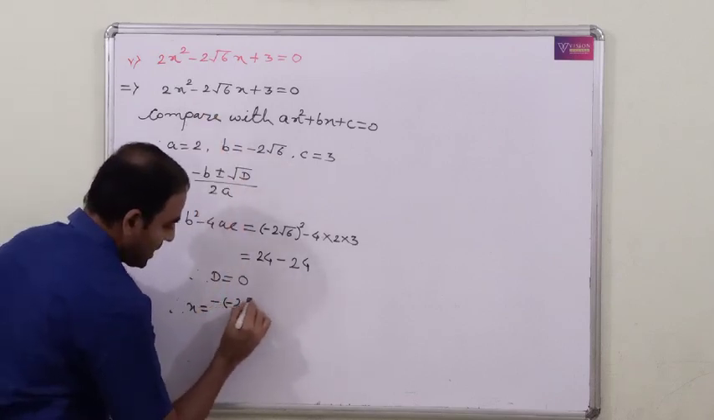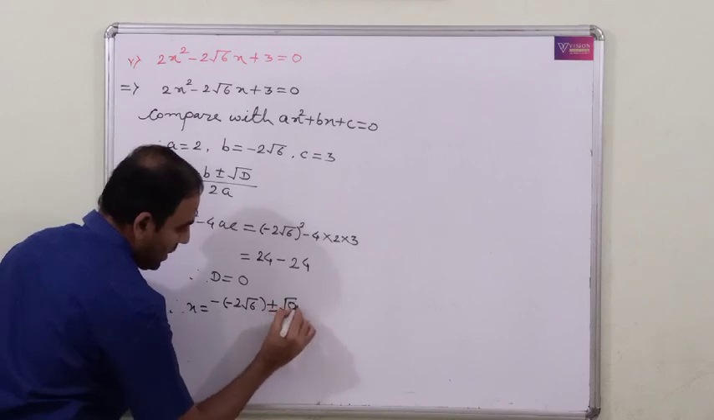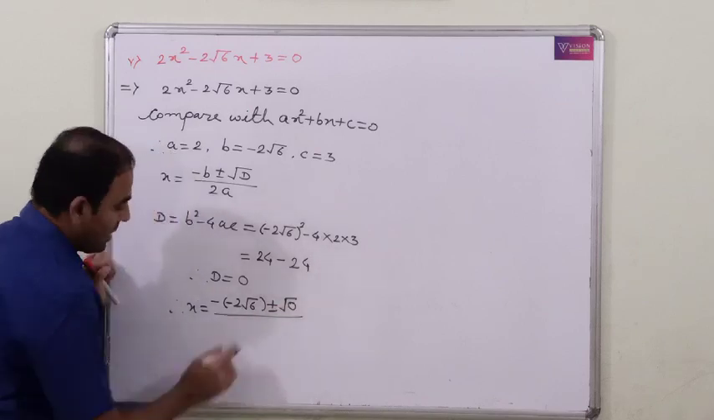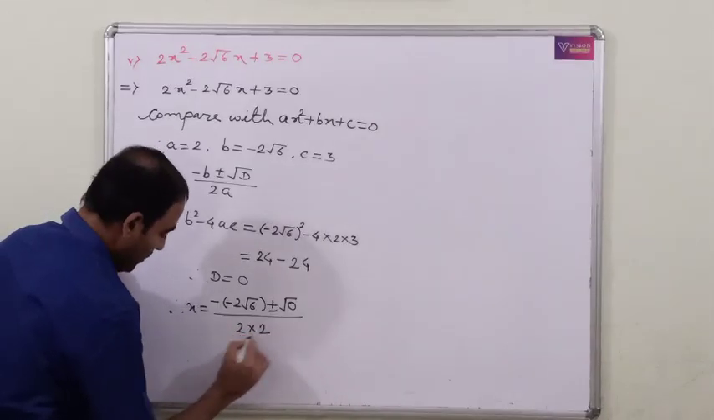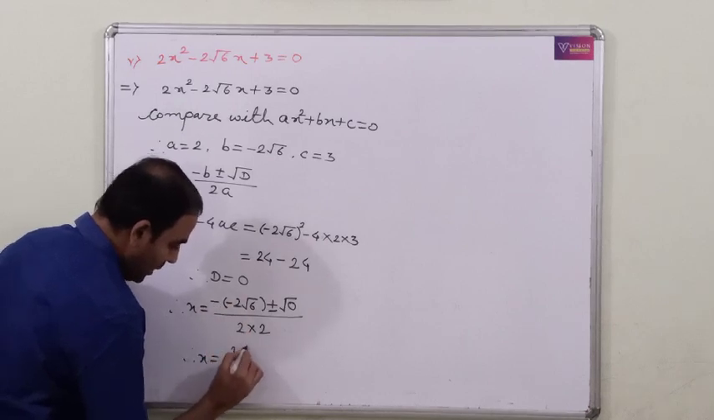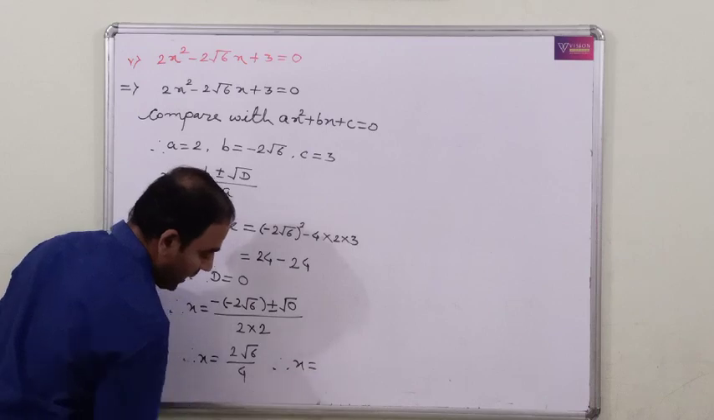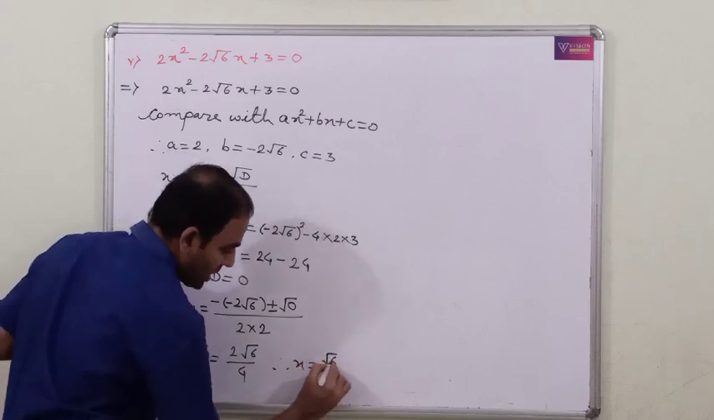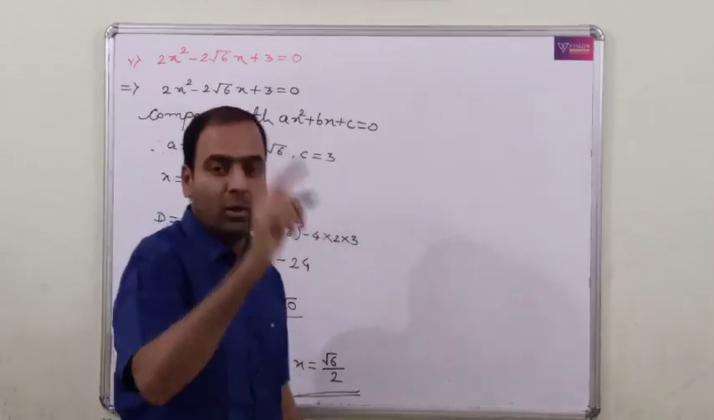Minus 2 root 6, plus or minus under root D, where the value of D is 0, upon 2 into a is 2, so we get x is equals to minus into minus plus 2 root 6 upon 4. Therefore, what is the value of x? Root 6 upon 2. This is the unique and real root.